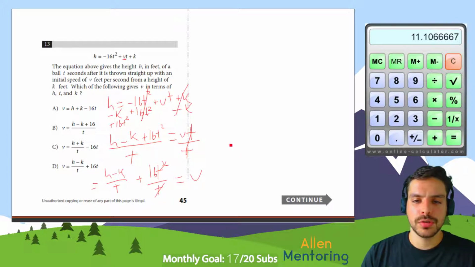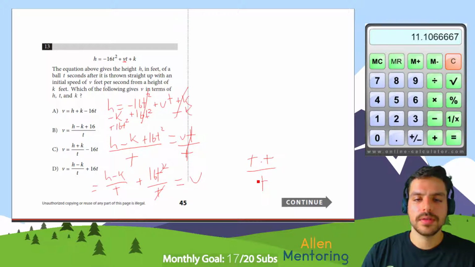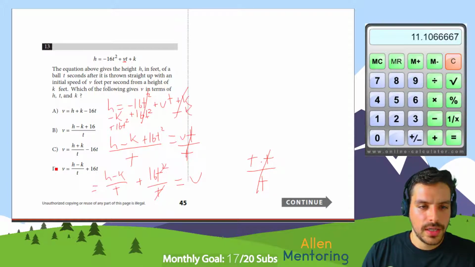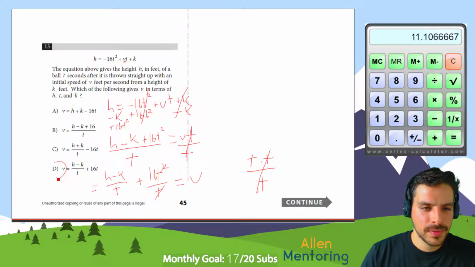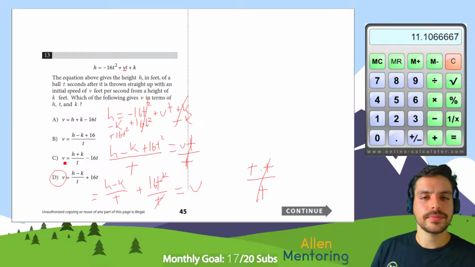Okay, why is that true? Well, if you have t squared, that's basically saying t times t over t. Okay, t times t divided by t, right? You can just knock off these two right here, and so t remains. And so now the answer will be h minus k over t plus 16t.